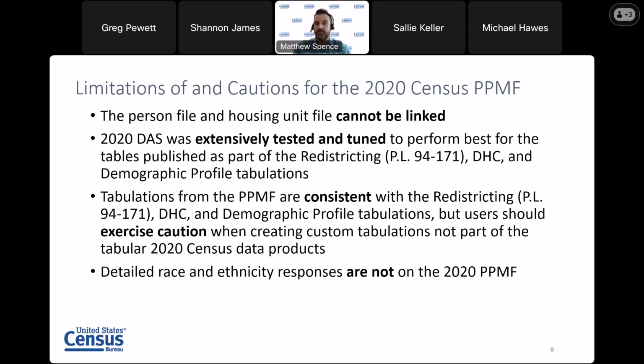Okay, the final caution is that we just released something called the detailed DHCB, and earlier in the cycle, a bit last year, we released the detailed DHCA. Those are information about detailed race and ethnicity responses. Things like, how many Mexican people live in my state? How many Jamaican people live in my county? Those are not available on the 2020 PPMF. Those detailed race and ethnicity responses were protected using different methods. Again, I encourage you to go look at the census briefs.